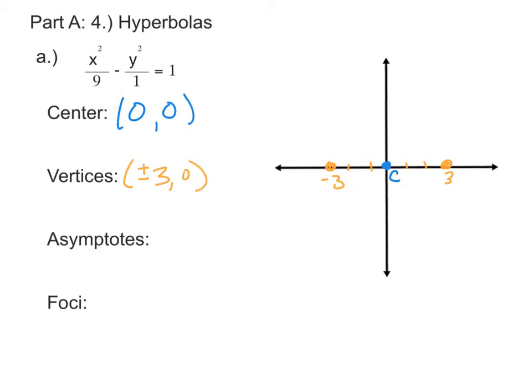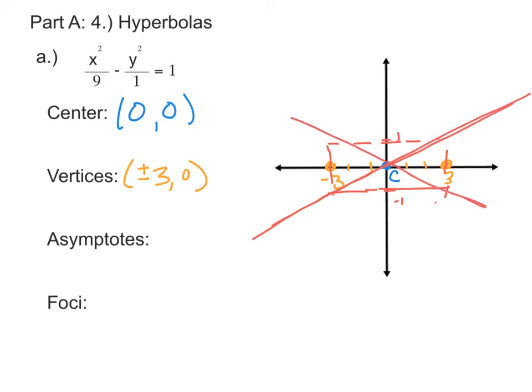Now we're going to make that box. And we're going to do that by using the second fraction, the y. And we're going to go square root of 1, or 1 unit in the y direction. So we're going to go up and down 1. And this will give us the boundaries of our box. We need this box because it's the diagonals of this box that will give us our asymptotes. So I'm going to draw them in real quick and label them.